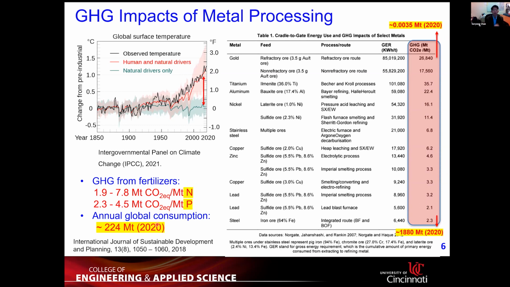And annual global consumption of this fertilizer is about 224 million ton. So this is not a small number. When you combine these two terms, you can imagine how much carbon dioxide can be generated from fertilizer production. So one way we can reduce this carbon dioxide production is to recycle materials, like metals and fertilizer, and we can globally reduce greenhouse gas emissions. So let's move to the next one.